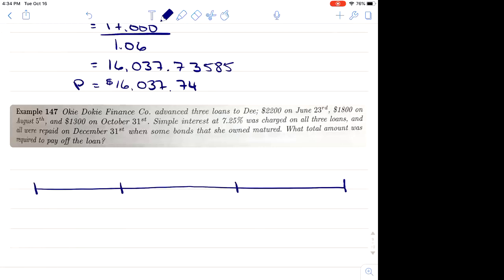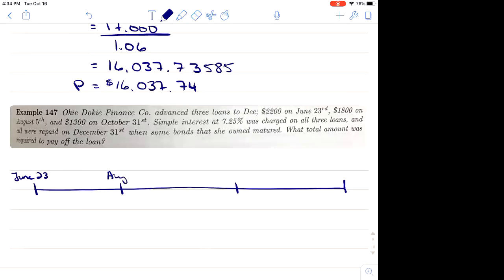And of course, we list them chronologically. It is a timeline after all. So we've got June 23rd, August 5th, October 31st, and then they were repaid on December 31st.